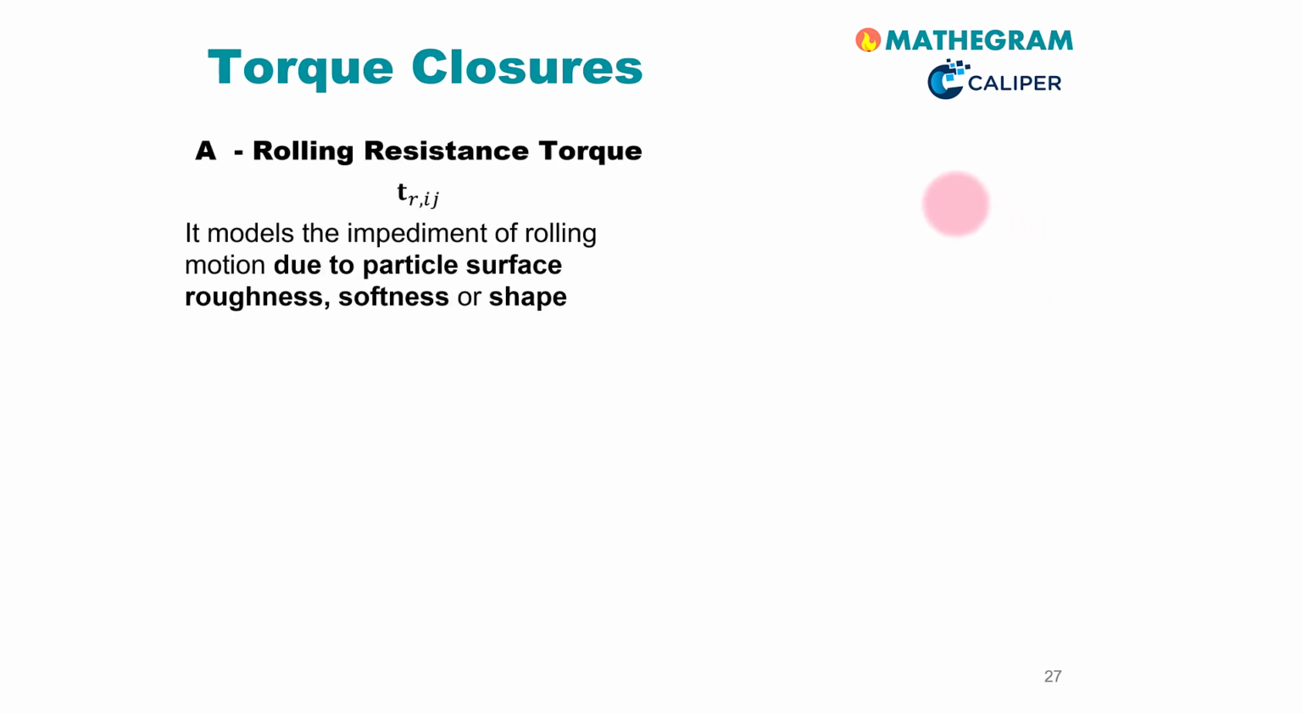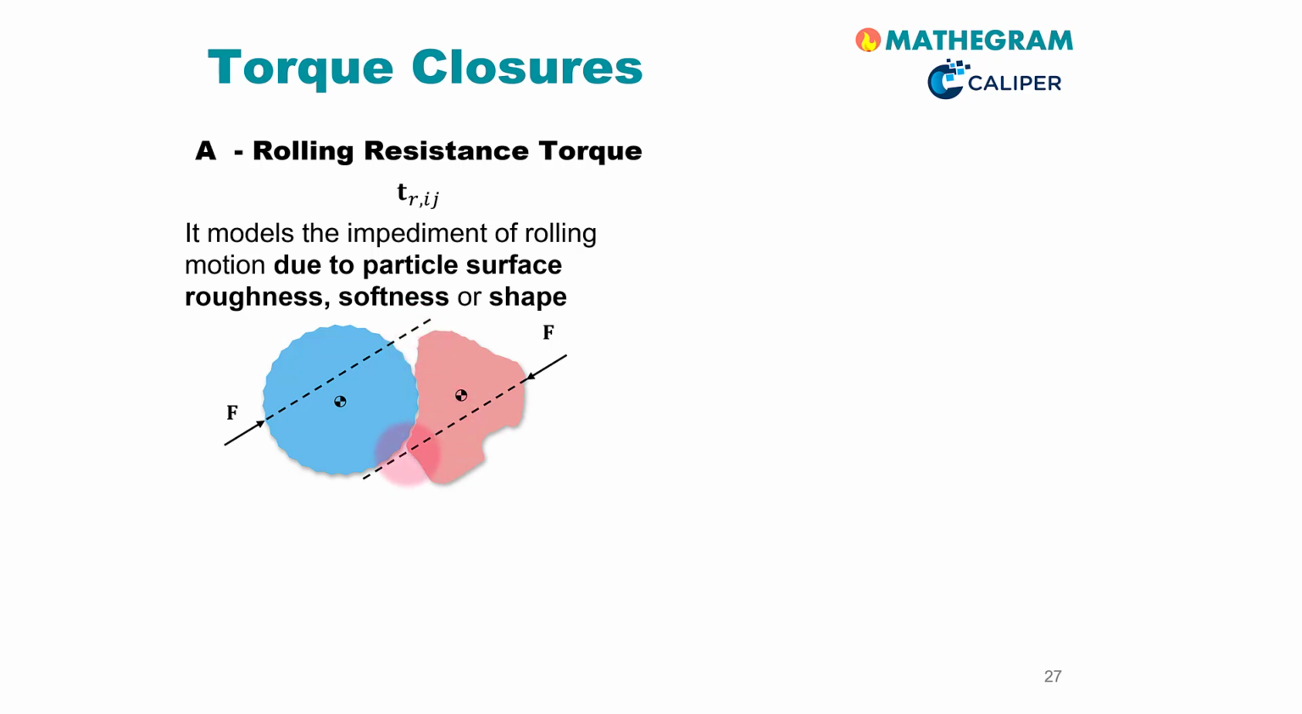Next, I would like to present to you closures for the torque. In order to do that, it's good to first give an overview of which different types of torques we have to consider. The first group is the so-called rolling resistance torque. This torque models the impediment of rolling motion due to particle surface roughness. You see it illustrated here.